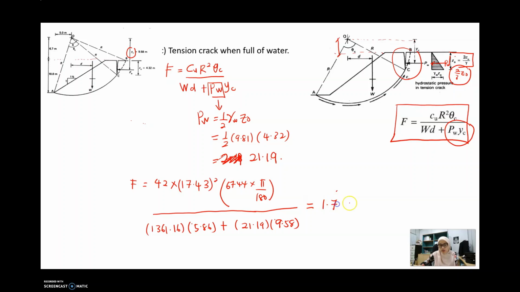Okay, you will get the factor of safety is 1.7, which is greater than 1, so your slope is stable. Remember, I mentioned before, this condition C, your factor of safety should be less than condition B. Sebabnya sebelum ni you ada crack tapi tak ada air, means that you tak ada berat tambahan. Tapi untuk condition C, you have a crack with the water.